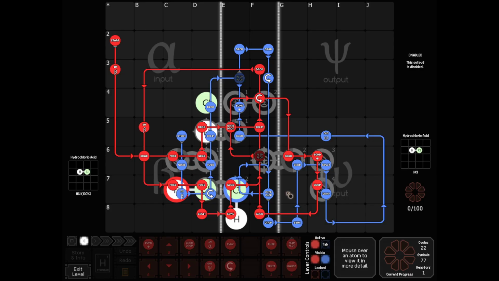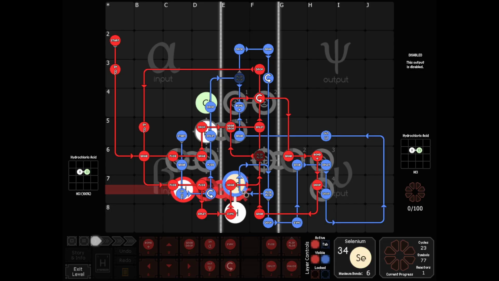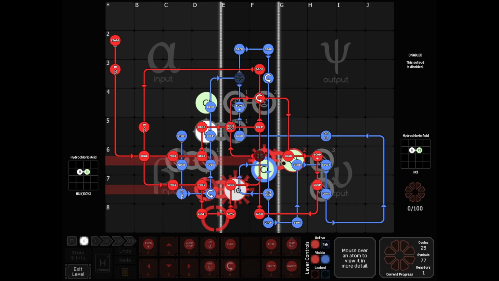And now this is the setup basically being completed. And now it is in the loop that it is doing, which works by fusing across the first wall like this to get selenium and helium, and then splitting across the second wall to get the atoms over there.